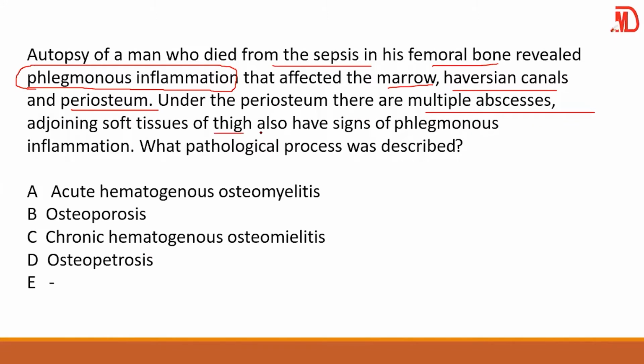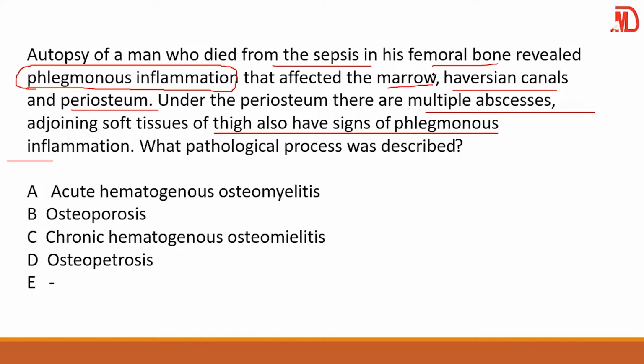Adjoining the soft tissues of the thigh also have signs of phlegmonous inflammation. The question is, what pathological process is being described? So definitely, this is an inflammation of the bone. This is an inflammation of the bone of pyogenic origin, of pyogenic microorganism.